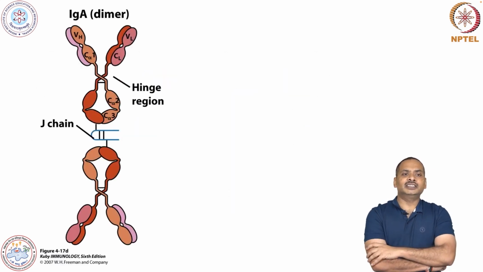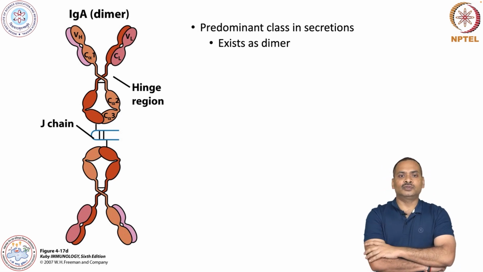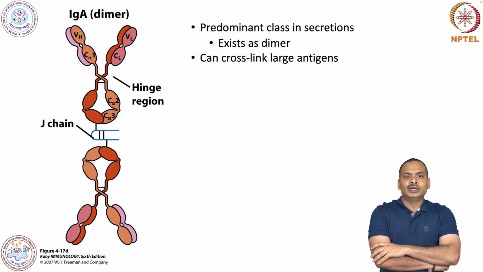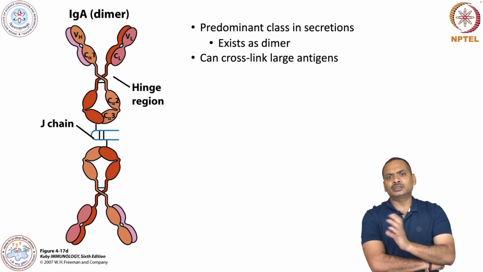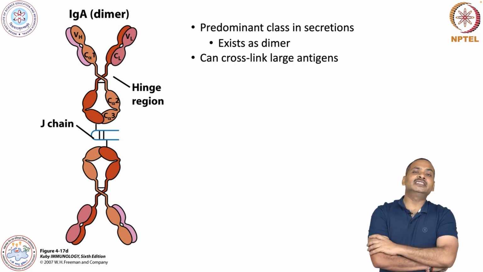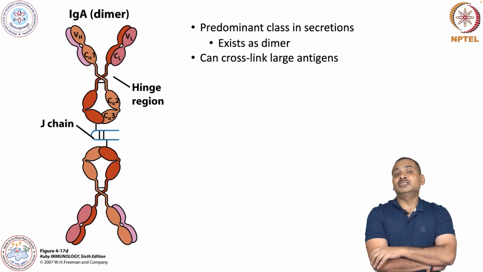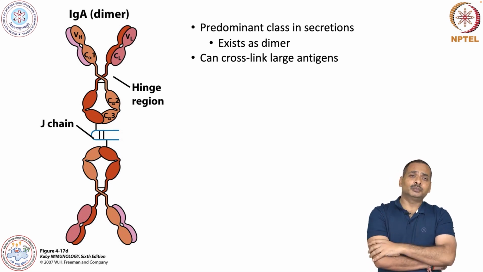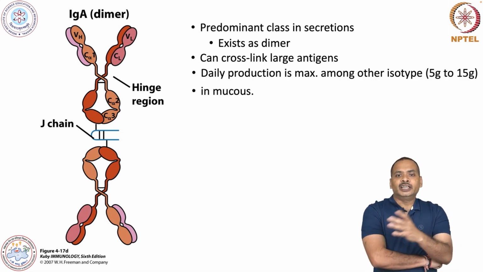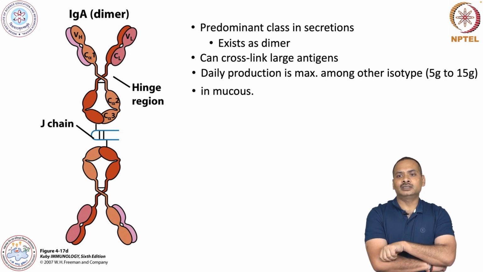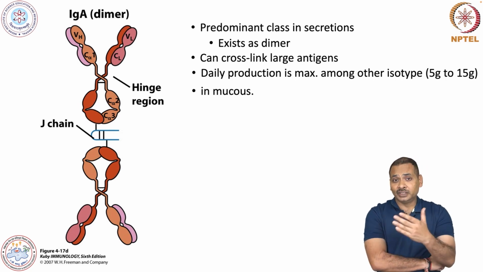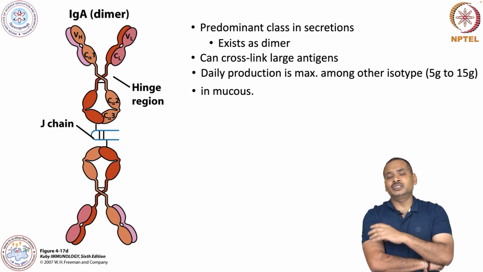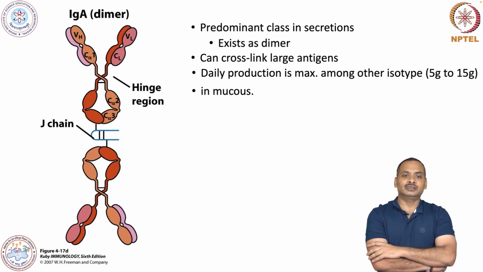Another is IgA, which is in general present in dimeric form. It is also present in trimeric or tetrameric form, and this can cross-link large antigen. This IgA is predominantly present in various secretions in our body, and they give protection over there. And daily production is quite high among other isotypes. Every day about 5 gram to 15 gram of this IgA is produced in mucus.